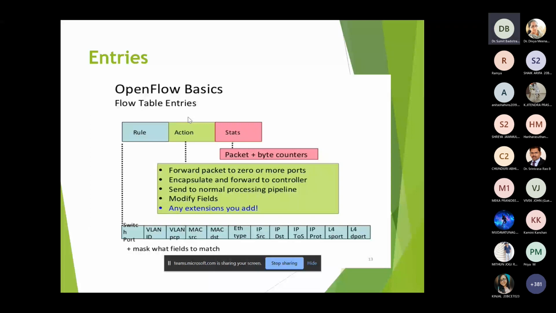The third one is your statistics. So statistics means how many packets have already been transferred from this particular OpenFlow switch. So packet plus byte counter. Okay. It is going to maintain one static count with the help of your byte counter. For example, one OpenFlow switch may have transferred around 1,000 packets. So the counter would increase to 1,000 packets. Okay.